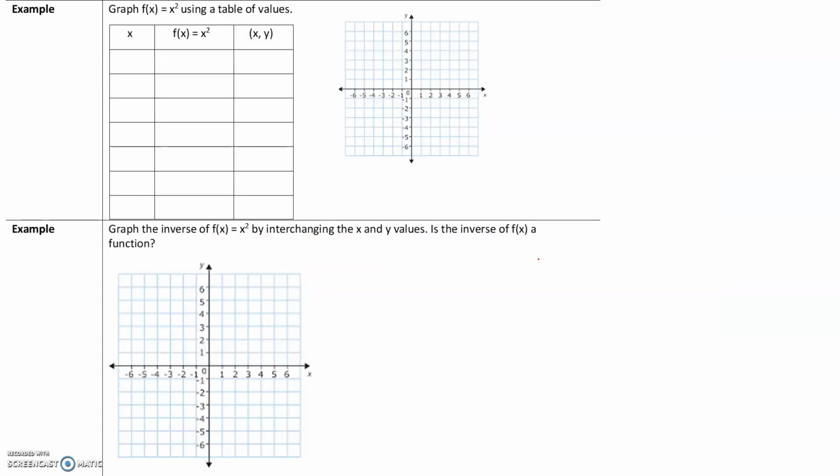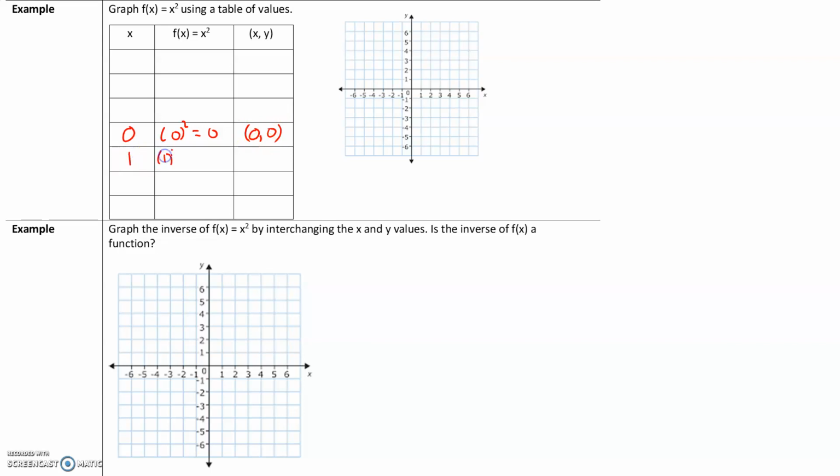Let's quickly graph f of x equals x squared using a table of values. So in the center, we are going to put x equals 0, and x squared is going to be 0 squared, which is also going to be 0. So our vertex is going to be 0, 0.